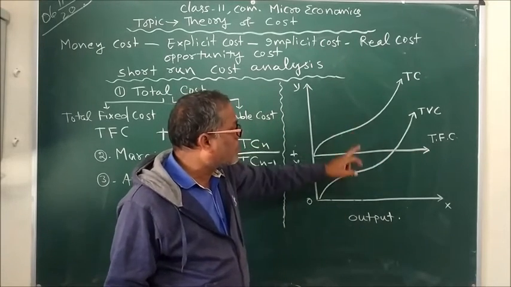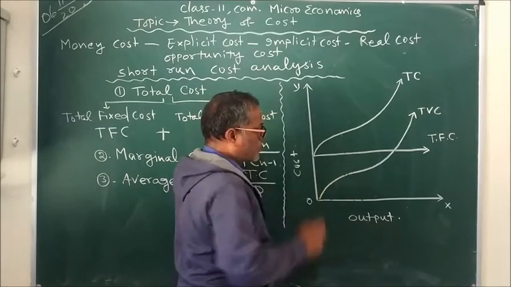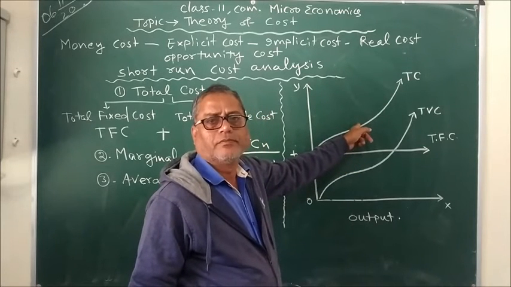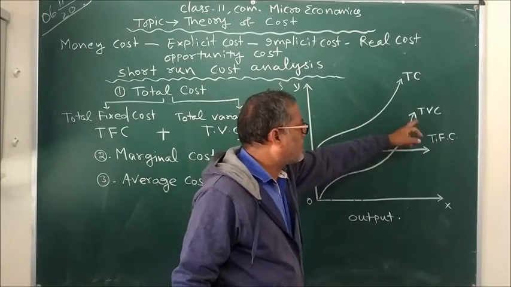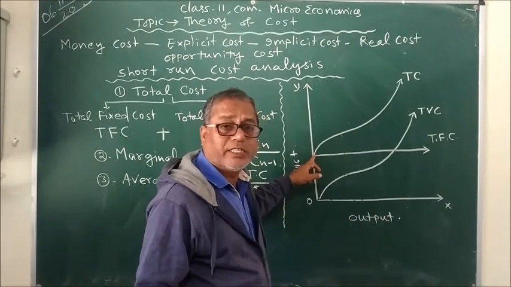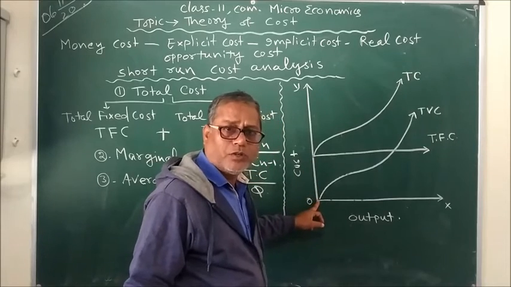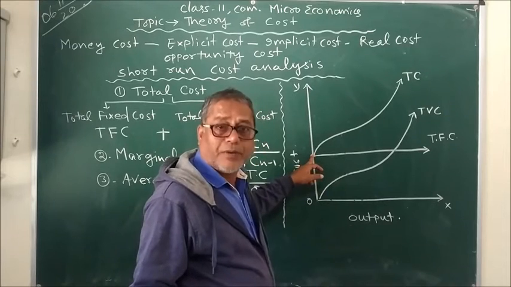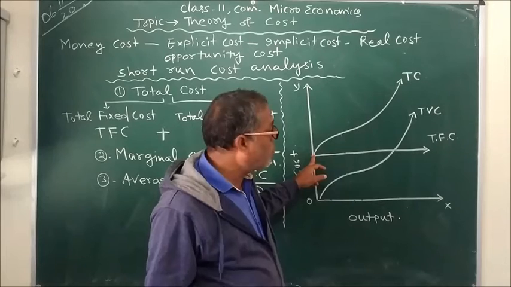Now come to total cost and total variable cost. We know that total fixed cost and total variable cost, when they are added, we arrive at the total cost. So in total cost, total fixed and total variable both are included. That's why the total cost curve starts positive, because even at zero level of output, we are not producing anything, still we have to bear the total fixed cost. That's why total cost starts from a positive note.